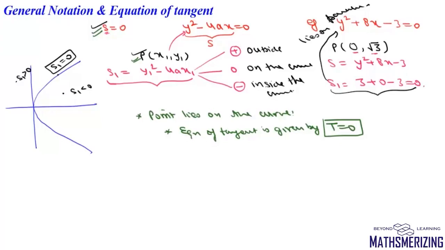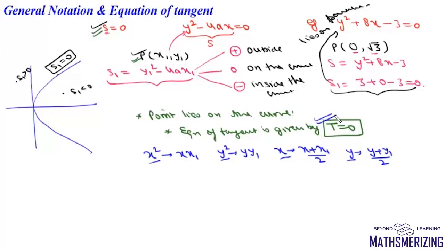So for T equals 0, what we'll do is we'll replace x square with x into x1, y square with y into y1, x with (x plus x1) upon 2, and y with (y plus y1) upon 2. And if we substitute these in the given equation, then we'll get equation of a line, and that equation, we'll say, is T equals 0.